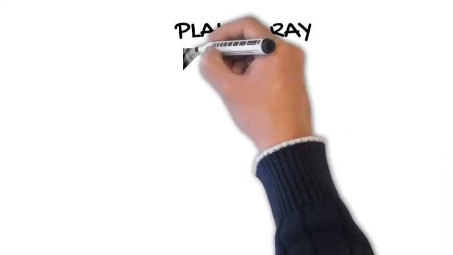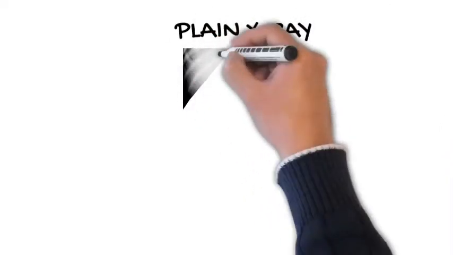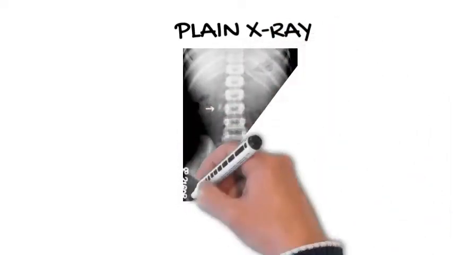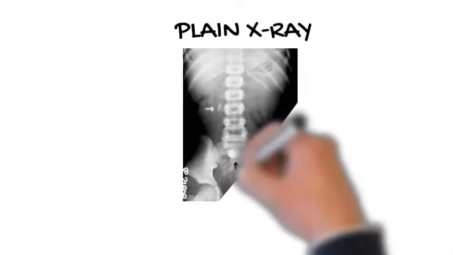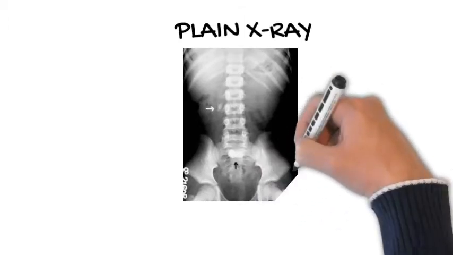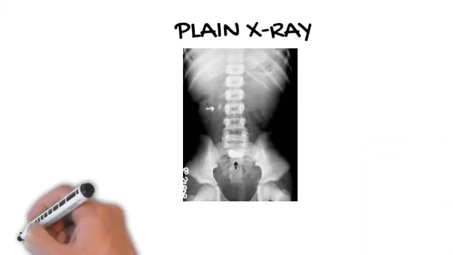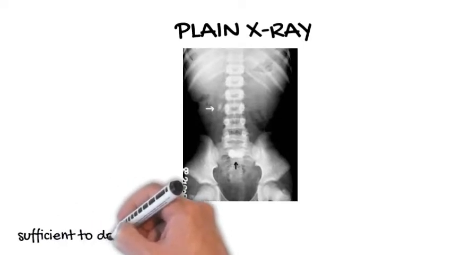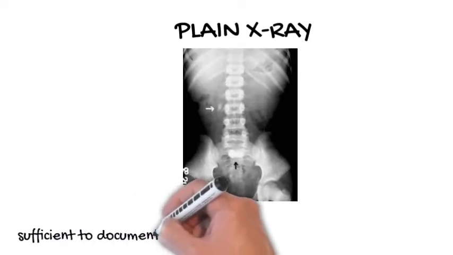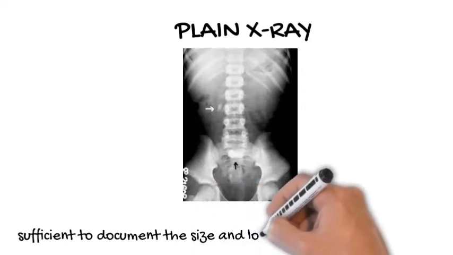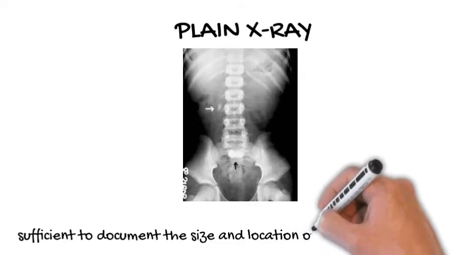Plain film radiography. Plain film radiography of the kidneys, ureters and bladder, or KUB, may be sufficient to document the size and location of radiopaque urinary calculi. Stones that contain calcium, such as calcium oxalate and calcium phosphate stones, are easiest to detect by radiography. Less radiopaque calculi, such as pure uric acid stones and stones composed mainly of cystine or magnesium ammonium phosphate, may be difficult to detect on plain film radiographs.